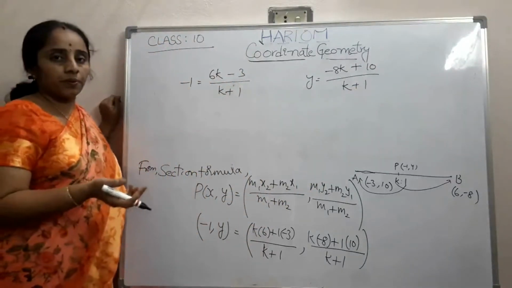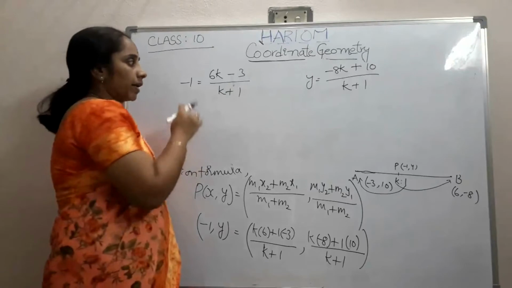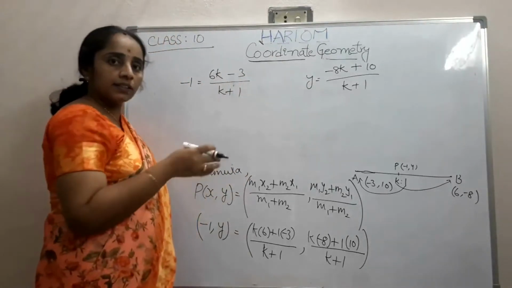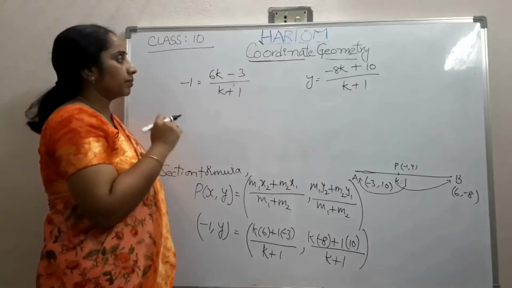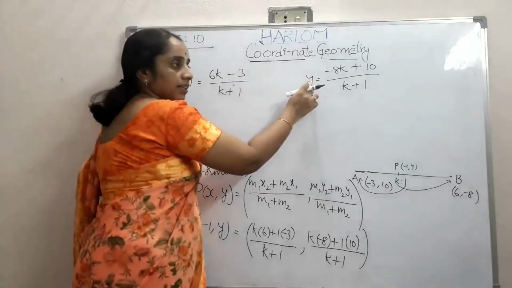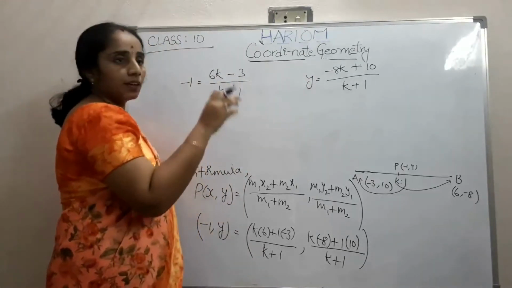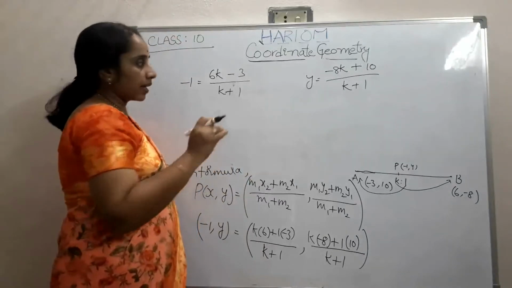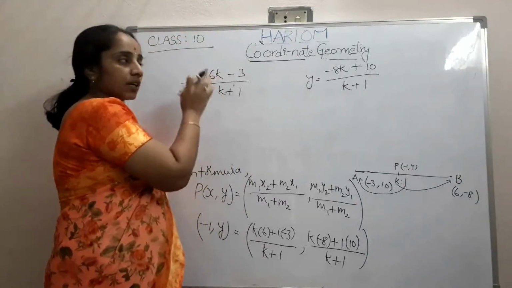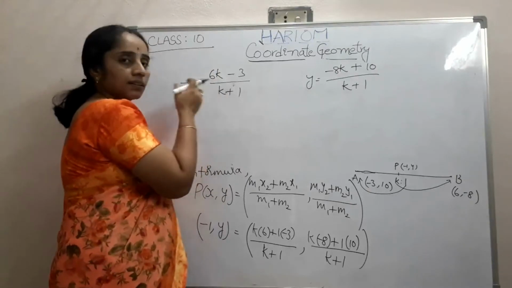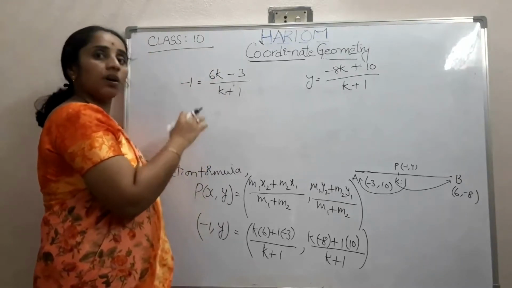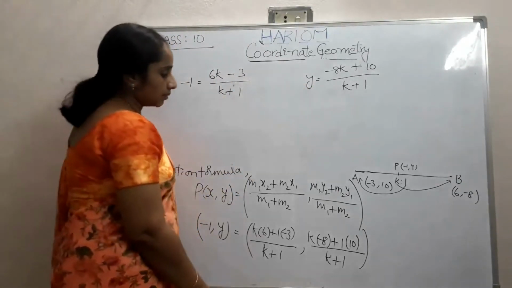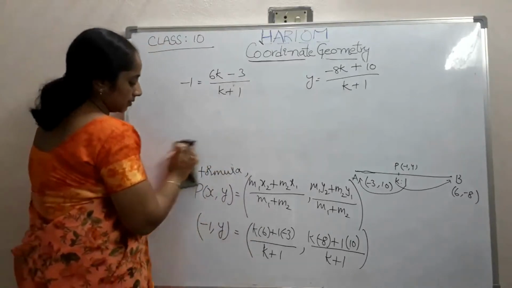In the previous problem I said that by taking either the x coordinate or the y coordinate you can get the ratio. But in this problem you don't know the y coordinate of point P. So it is sure to take the x coordinate, and by equating the x coordinates we can get the ratio. From that we can get this y value.